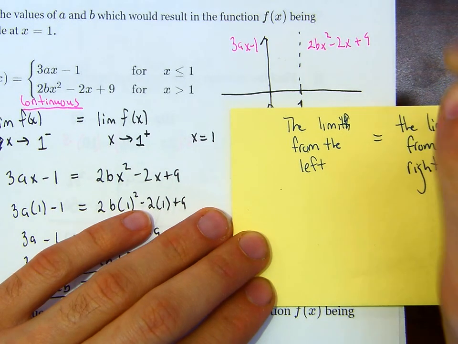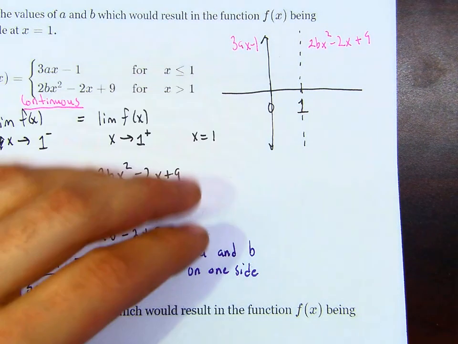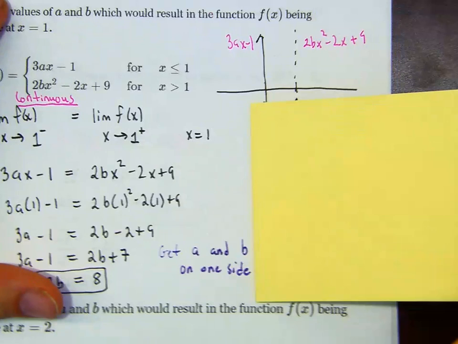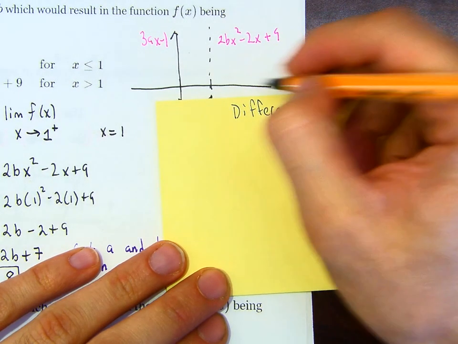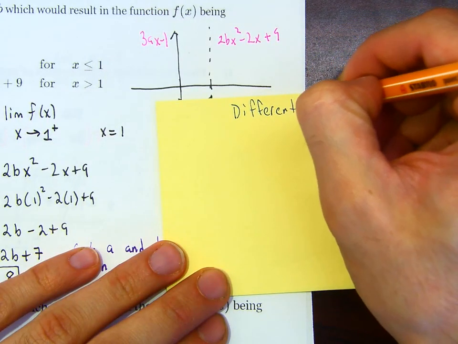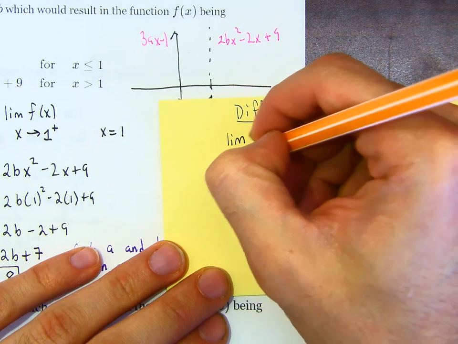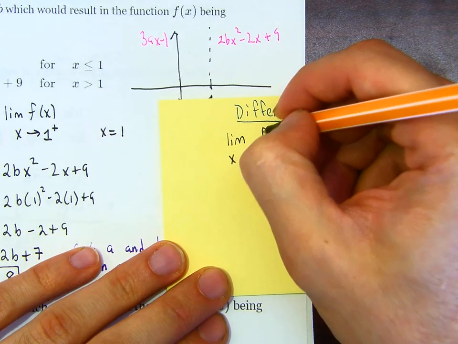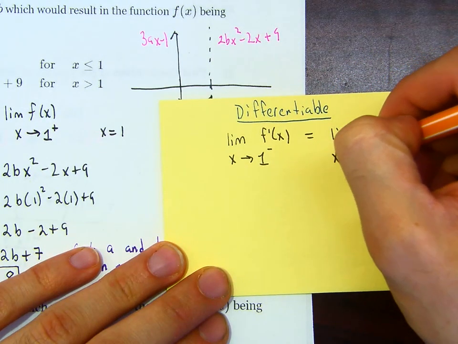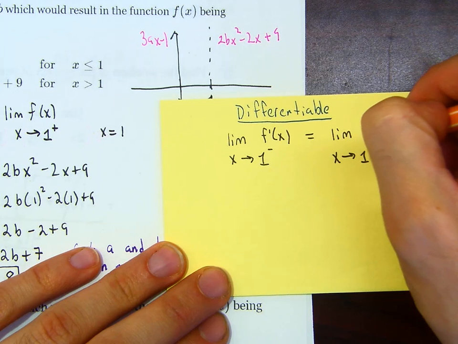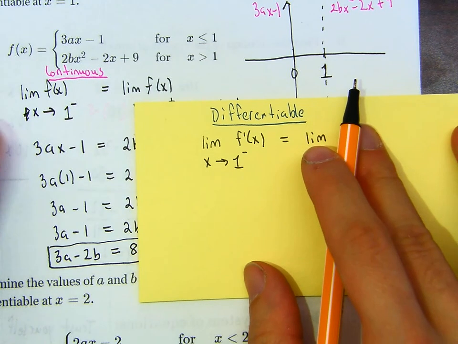Okay? And then what did we do in the last lesson? We took the derivative of each function from the top and the bottom. So here, because we want it to be differentiable, we know that the limit as x approaches 1 from the left of f prime of x has to equal the limit as x approaches 1 from the right of f prime of x. So the idea here is, let's take the derivative of the top and the bottom.